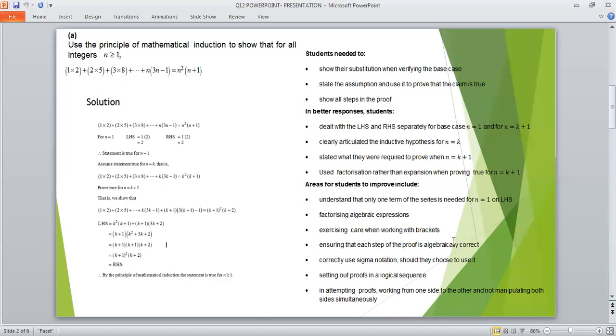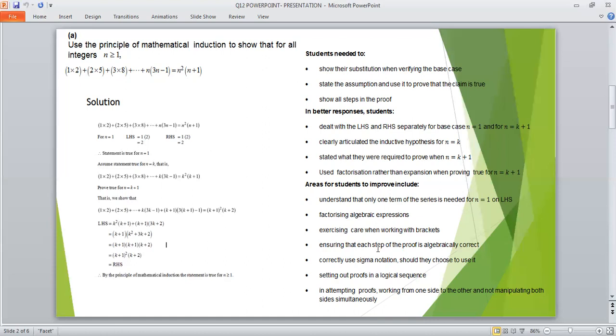Areas for students to improve include some of the following. The need for them to understand that only one term on the left-hand side is required when n is equal to 1. There were lots of problems with regards to factorization and using of brackets. They were not exercising care when they were using brackets, opening brackets and not closing them. Factorization, as I said, was another problem.